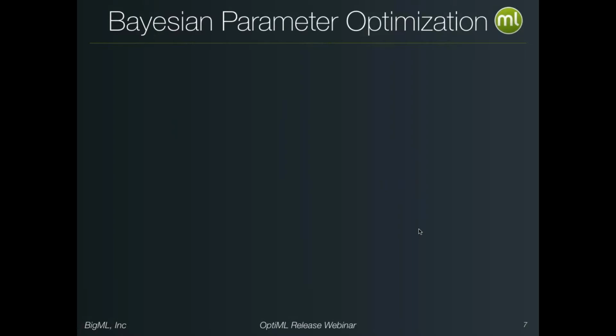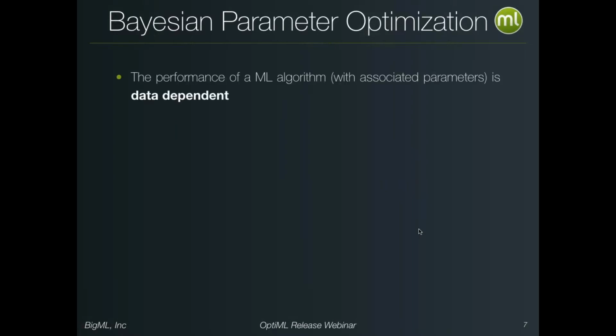This is the same technology that underlies our deepnet search. And the idea here, the thing we're trying to work our way around, is that the performance of an ML algorithm and some set of parameters for that algorithm is going to be data dependent, right? It's going to be dependent on the data that you give it. Some algorithms may work very well on some data sets, and those same algorithms with those same parameters might not work very well on other data sets.